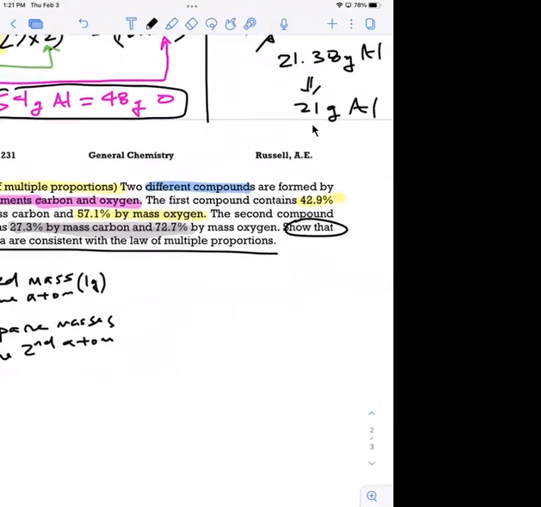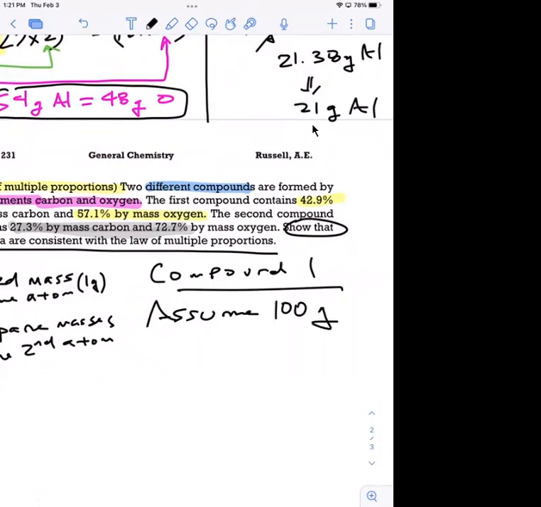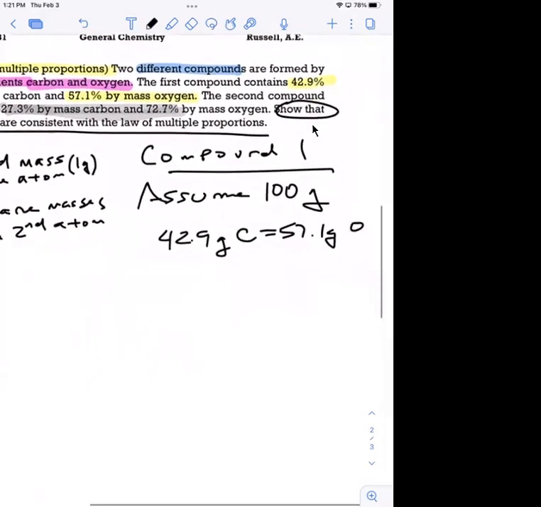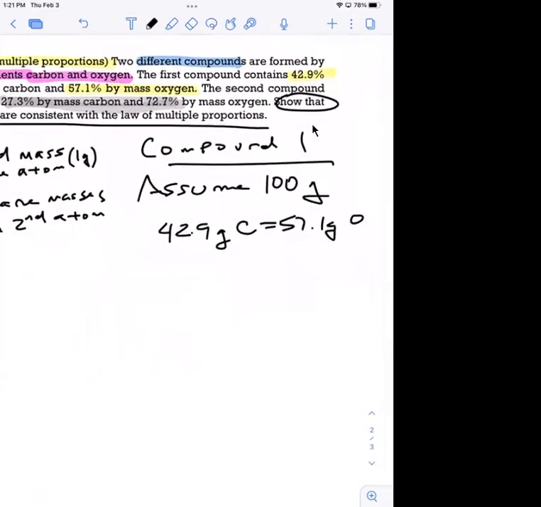So for compound 1, we're going to assume 100 grams of that compound. That way we can just take those percentages and turn them into grams. That means compound 1 is 42.9 grams of carbon, and we set that equal to 57.1 grams of oxygen. Now we want to get that fixed mass. We're going to stick with carbon. Let's use carbon for our fixed mass.